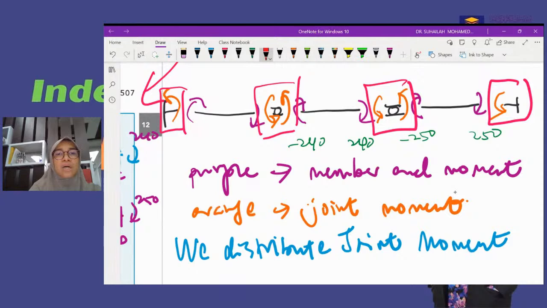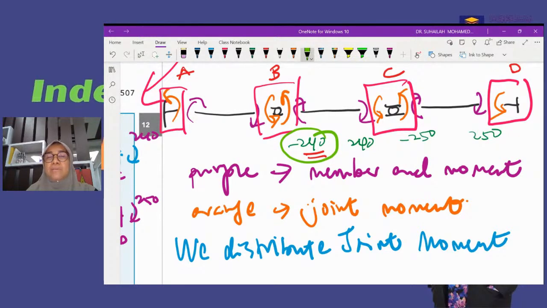Okay, this is B, this is C, D, A. There is no value for moment at A. Moment at B: is this negative 240 or positive 240? It is actually positive 240, because this negative 240 is actually the member end moment.